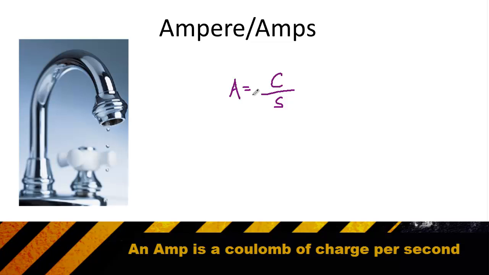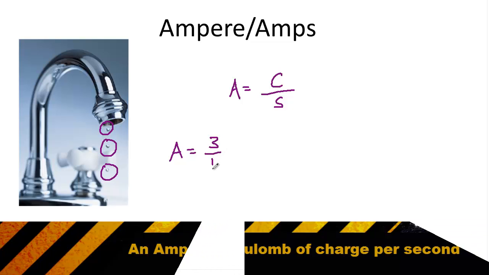So if we used amps to describe a dripping faucet, we can see there are 3 drops of water falling each second. So the amps, or the measurement of our current, would simply be 3 drops of water falling down each second.